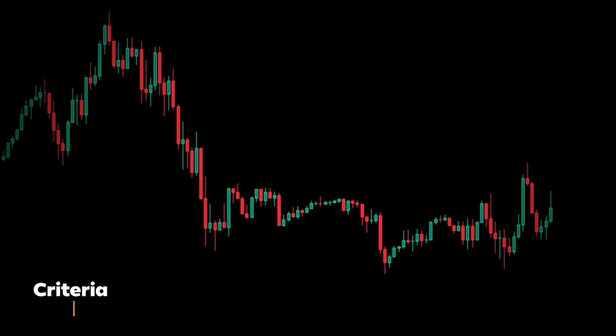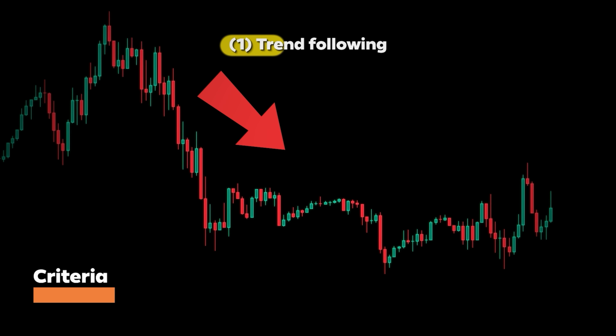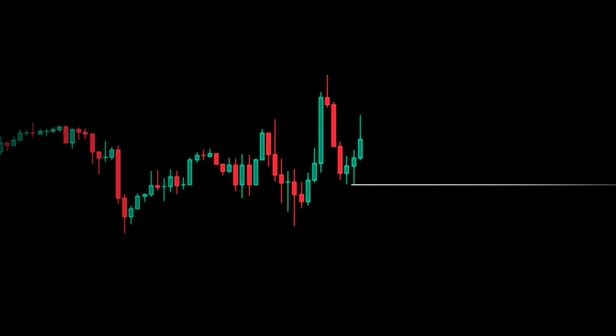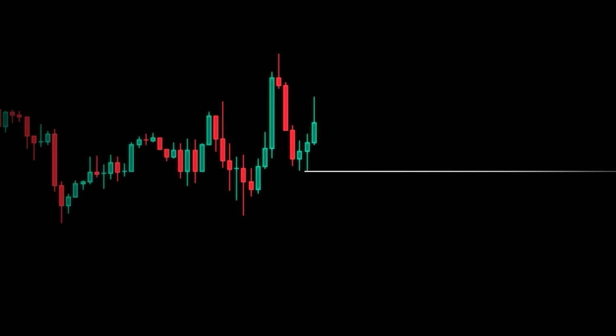Our first criteria is to only take trades in the direction of the current trend. If it's bearish, that means we're waiting for the market to break past a swing low. This is potentially turned into a new resistance level, and it's an opportunity to look for a short position.